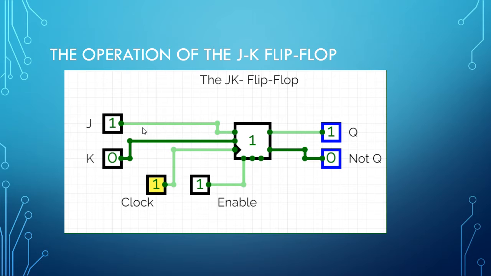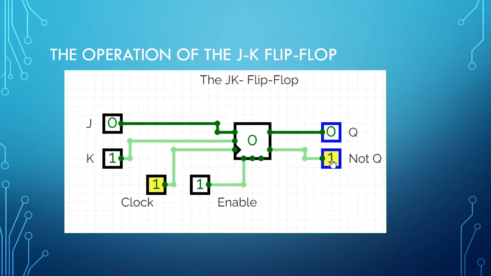All right, let's try resetting the flip-flop. So we put a 0 on the J and a 1 on the K. Again, nothing happens until we go to the clock, switch off the clock, and back on the clock. And you see a 1 now comes at the NOT Q, so the flip-flop is now reset.